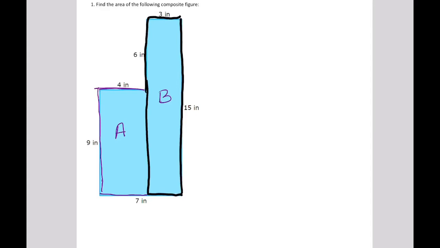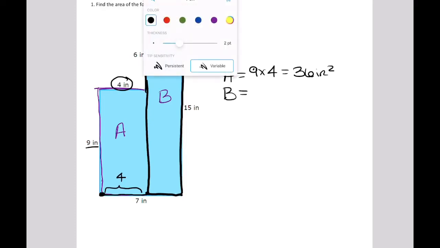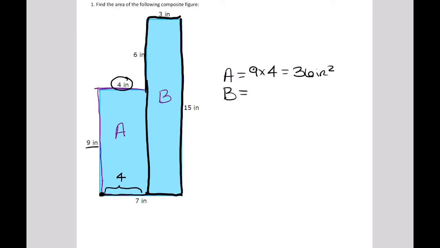So let's find the length and the width of A. This right here is 4. Now how do I know that's 4? Well, it says it's 4 up here, right? It doesn't matter that you looked at it that way, but that's 4 and that's 9. So the area of A is going to equal 36 square inches.